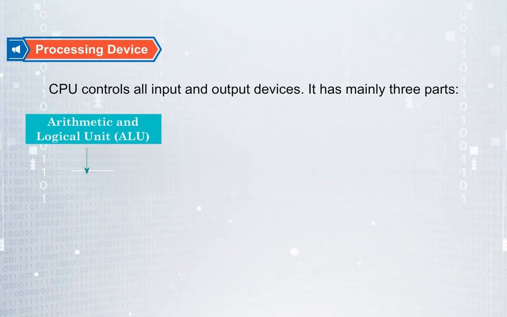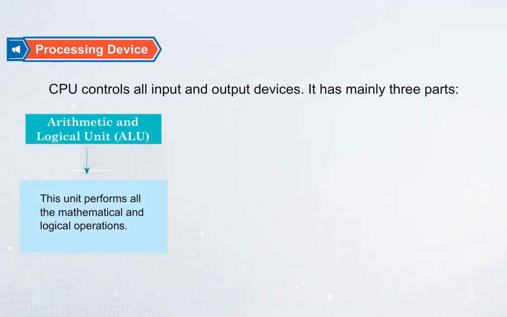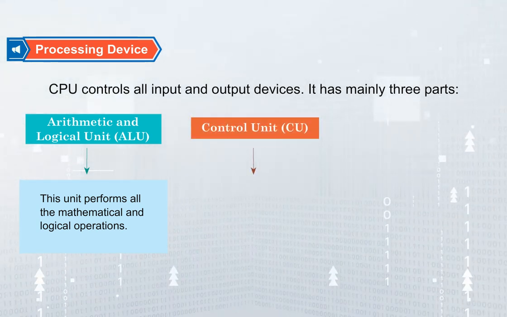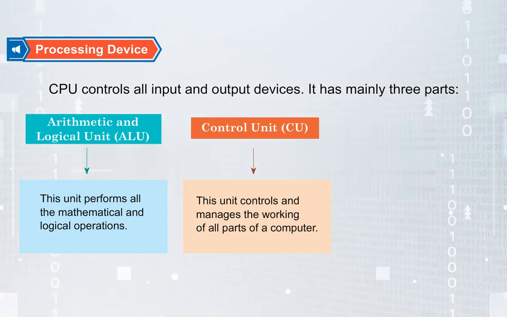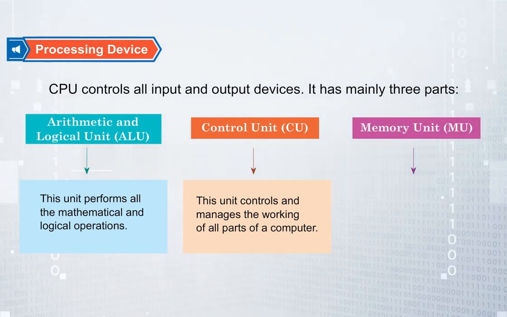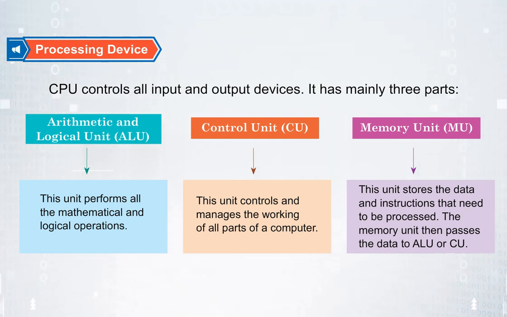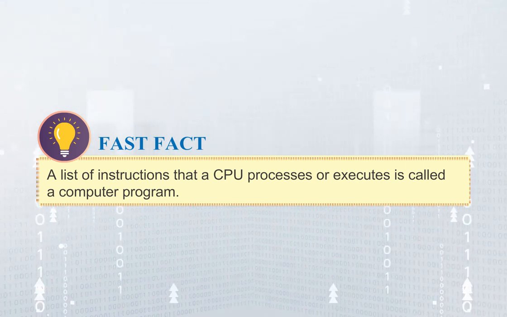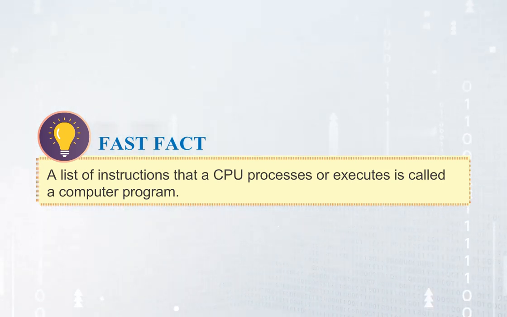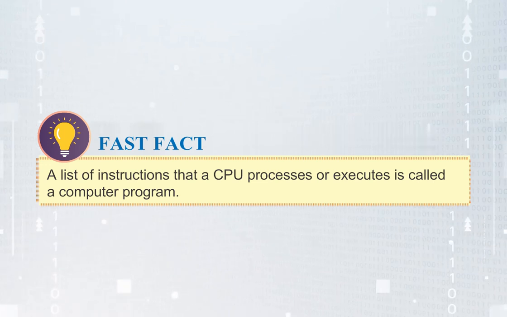Arithmetic and Logical Unit, ALU. This unit performs all the mathematical and logical operations. Control Unit, CU. This unit controls and manages the working of all parts of a computer. Memory Unit, MU. This unit stores the data and instructions that need to be processed. The memory unit then passes the data to ALU or CU. Fact: A list of instructions that a CPU processes or executes is called a computer program.